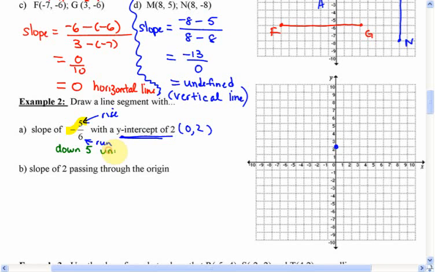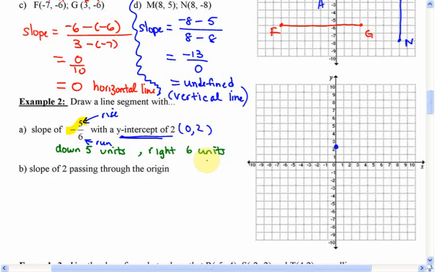So what this means, the negative 5, that means you go down 5 units. Okay? And when you're running to the right, so go right 6 units. That's what this means. Okay? So when you see this fraction, which represents slope, we can use the ideas of rise over run. And in this case, the negative 5 means you go down 5 units, and then you go right 6 units.